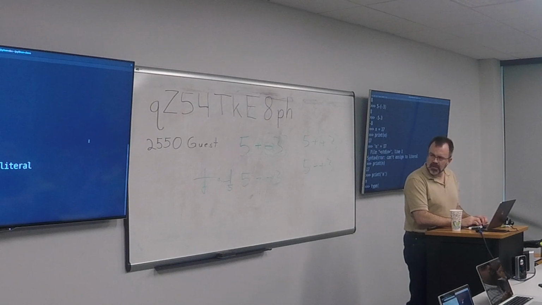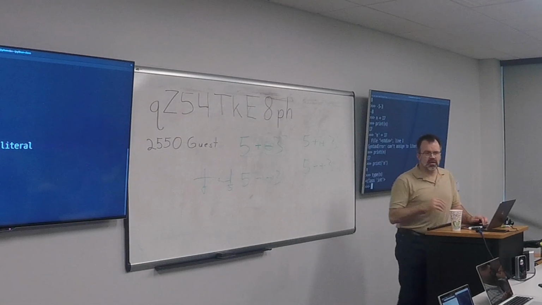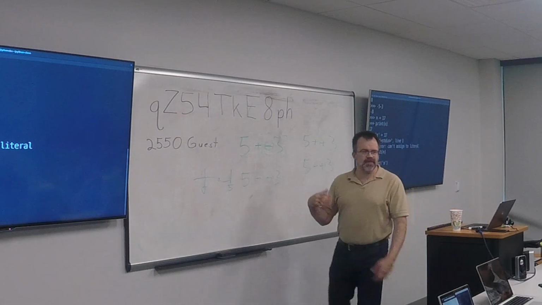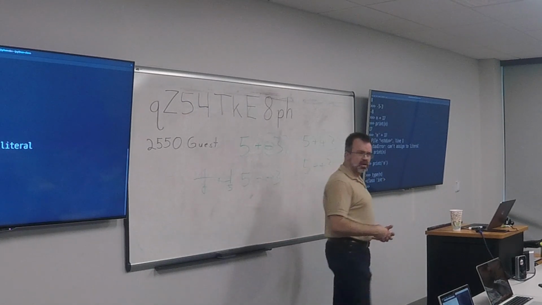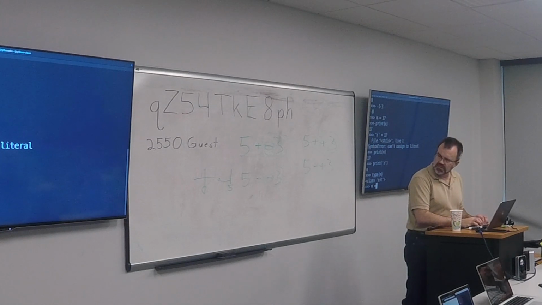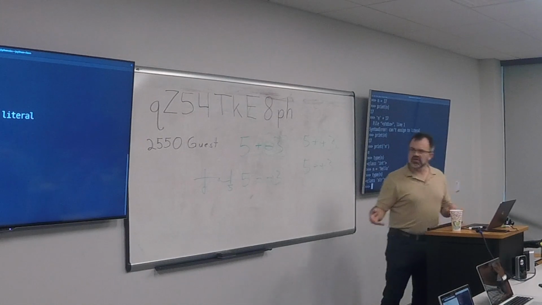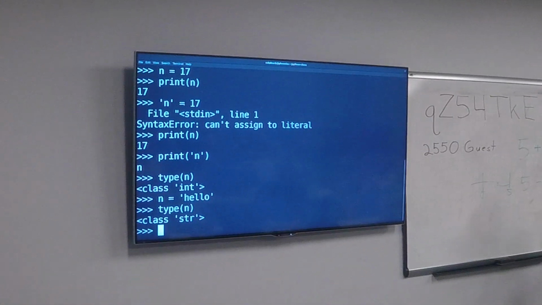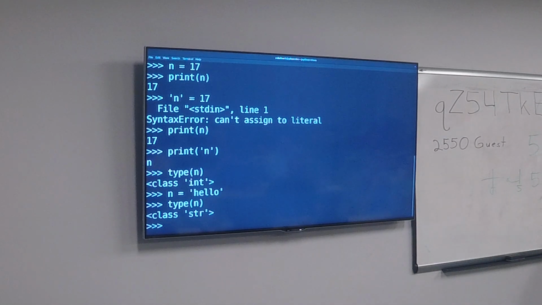And remember our type operation? If we do type of n, it will actually return the type of the value stored in n. And Python is dynamically typed, which means that if we wanted to do something like, say, n equals hello, and then we wanted to print out the type of n, you will see that it actually inspects at runtime the type of the value. So this is a runtime type inference system.